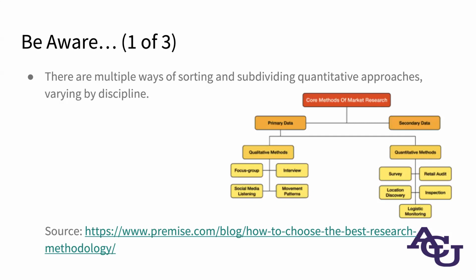Now, as I mentioned earlier, there are numerous divisions of quantitative methods, how you're going to be dividing it. And so here's an example from one discipline, looking at market research. Market research, doing a true experiment would be very uncommon, so they don't include it here. But you can see they broke it down to survey, retail audit, which would go in the category of document and analysis in many other fields, but more or less the same thing. Location discovery, inspection, and logistic monitoring. So these are subsets that are done enough that they're identifying it as a specific method.